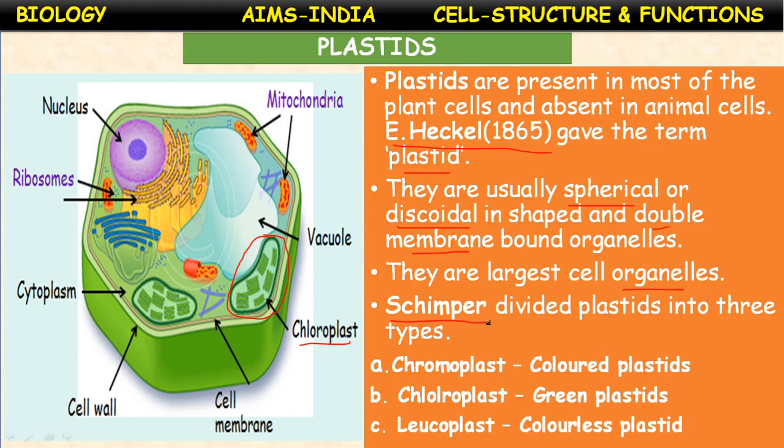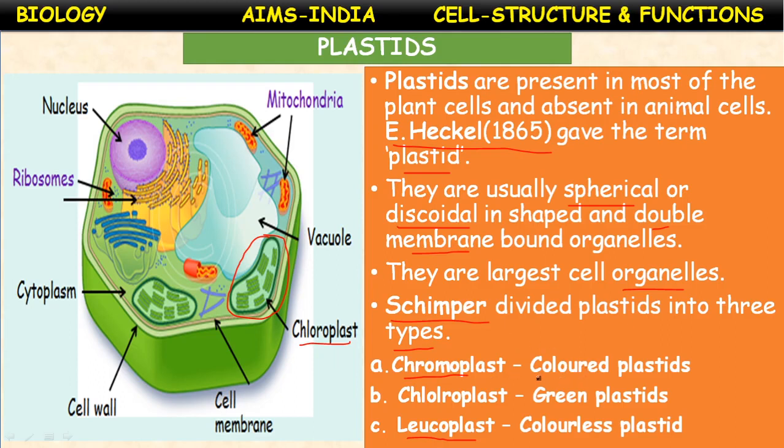Another scientist, Schimper, divided the plastids into main types. Actually, two types. They are chromoplasts and leucoplasts. Chromoplasts and leucoplasts.